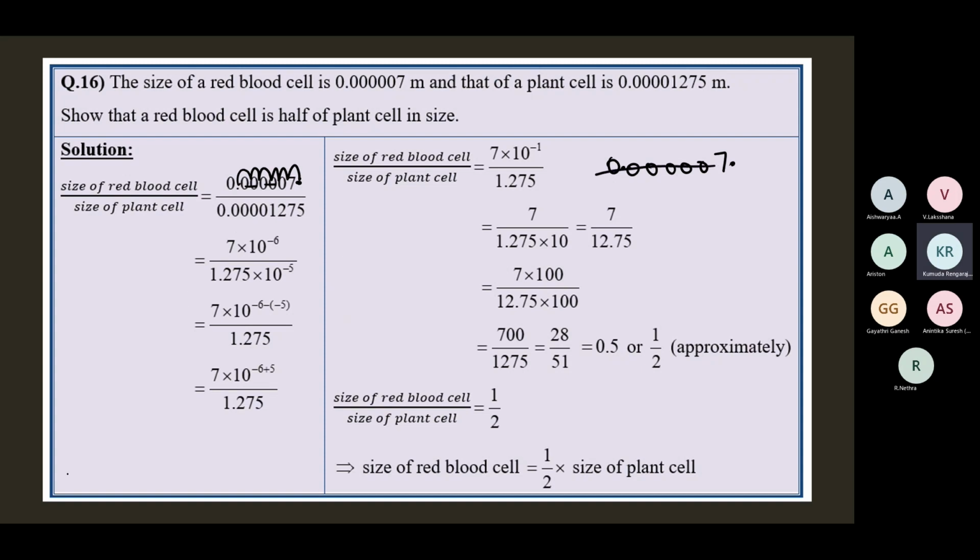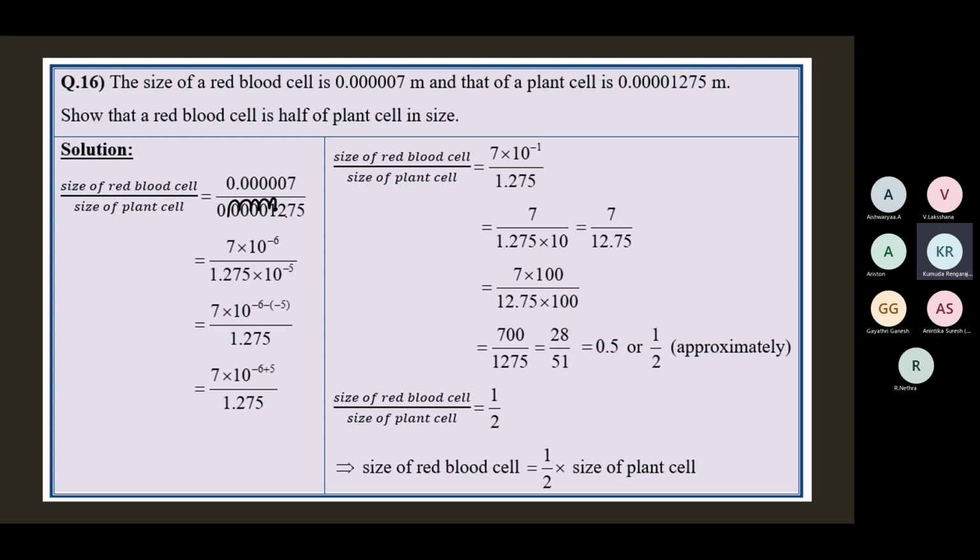So 7 into 10 to the power. What have we done? It's such a small number, it was just 0 point something. We have increased its value to 7. So raise it to a negative power. You've increased its value already, then don't raise it to a positive power. So raise 10 to a negative power, negative 6, because we moved the decimal point to the right by 6 places. Divided by the same thing here, 1, 2, 3, 4, 5.